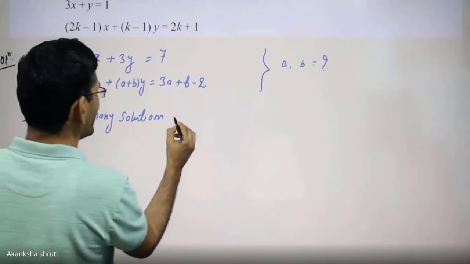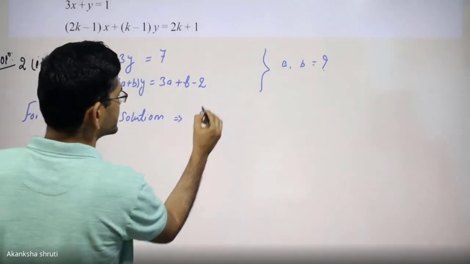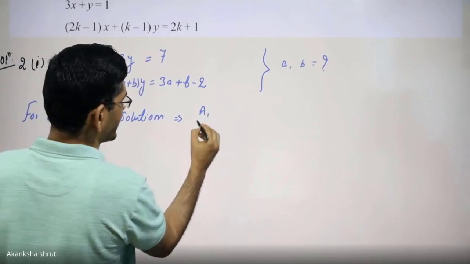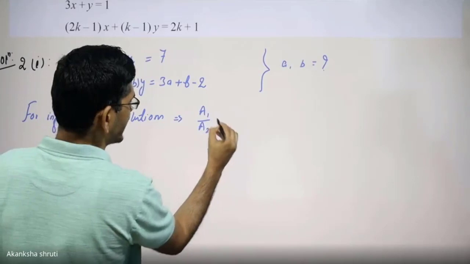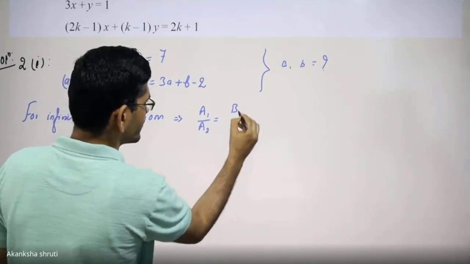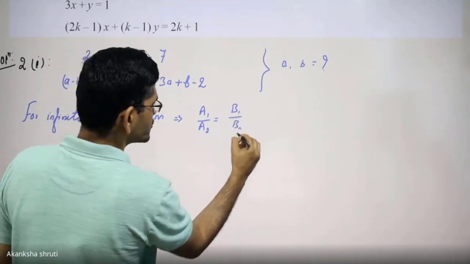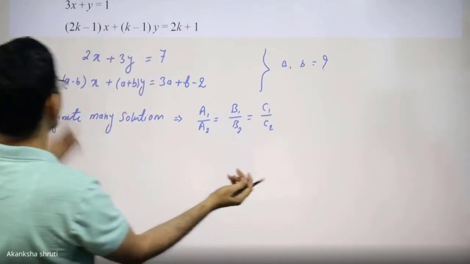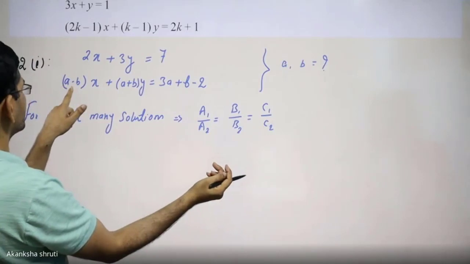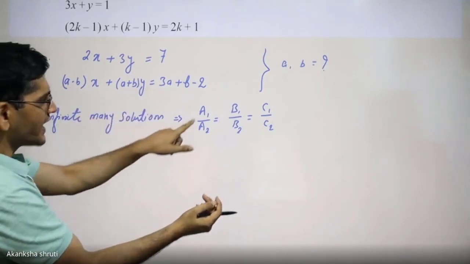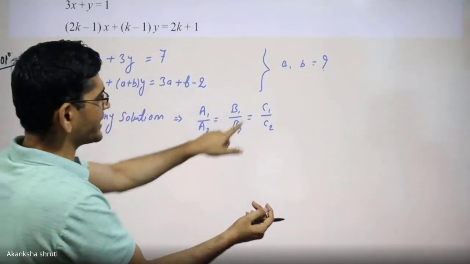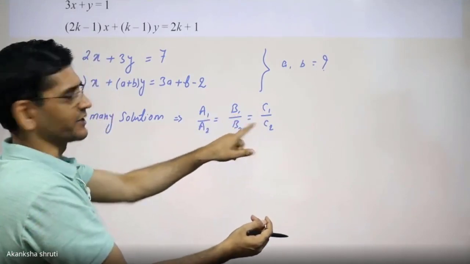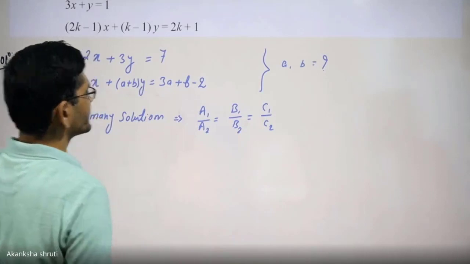Students, for infinitely many solutions, the condition is that if the coefficients of x are taken as a1 and a2, then a1 by a2 should be equal to b1 by b2 should be equal to c1 by c2. Students, here small a and b are already used in our question. That's why I have written this formula in the form of capital letters. You should also develop this habit. You need to write this condition.